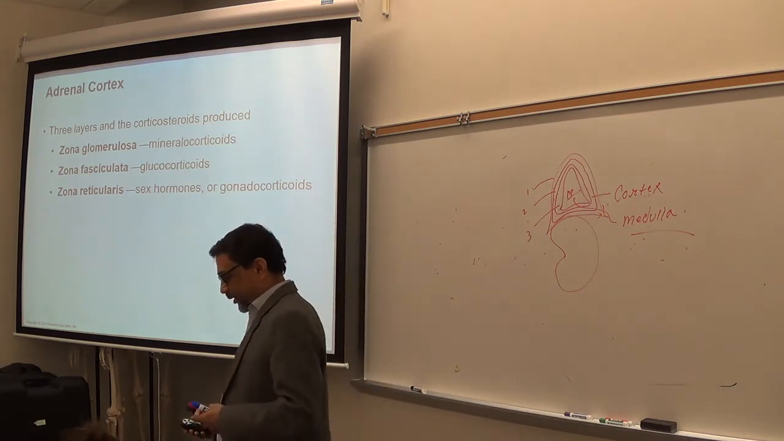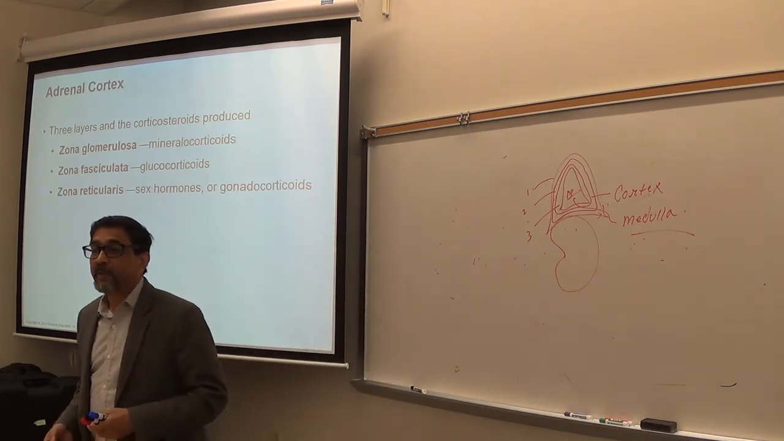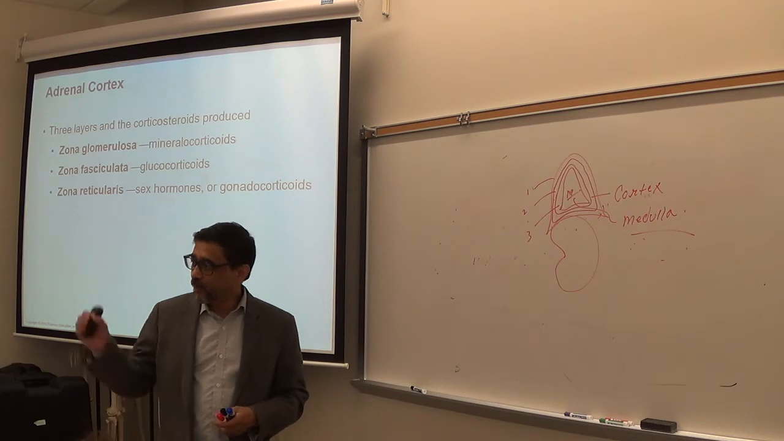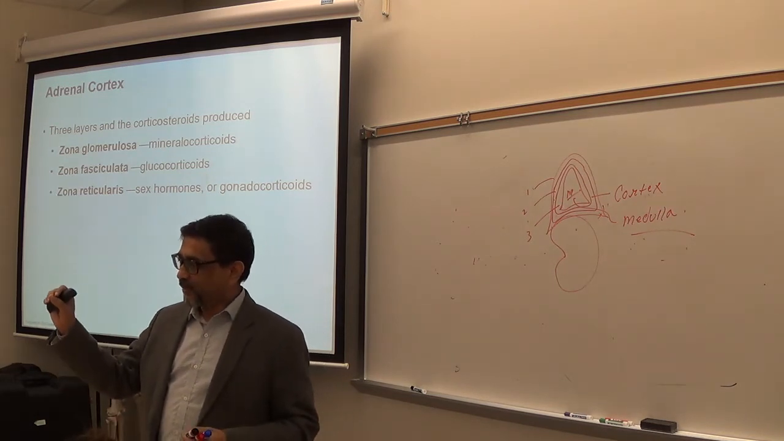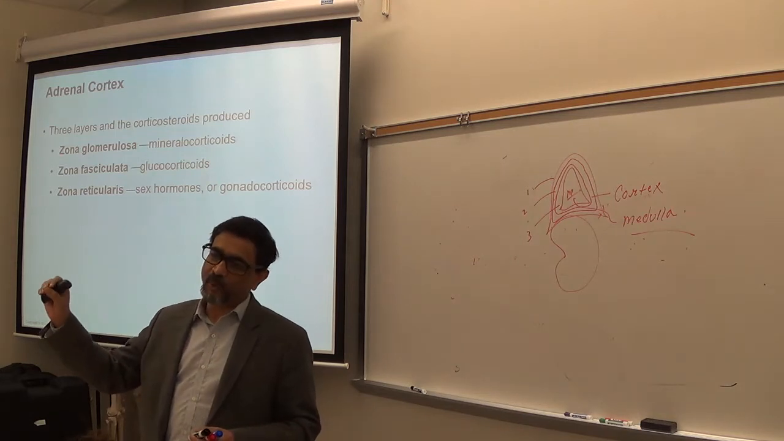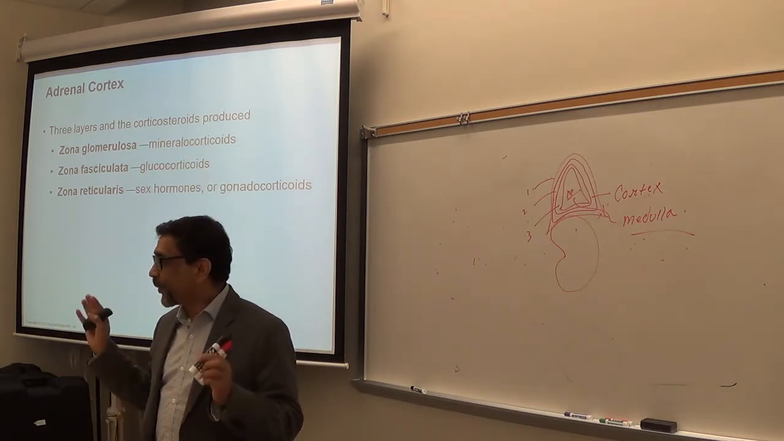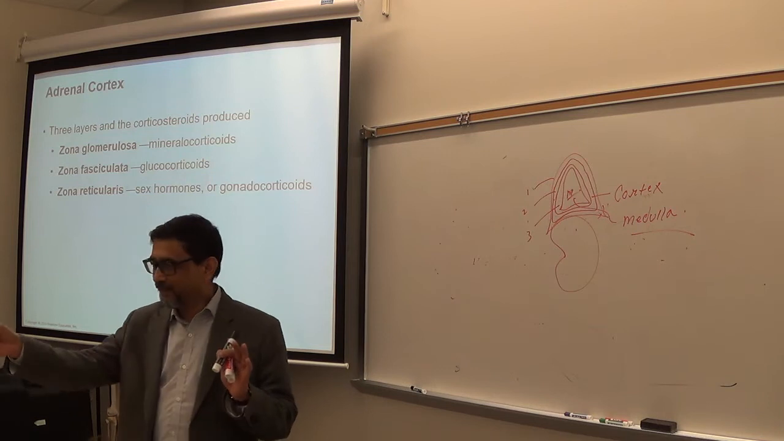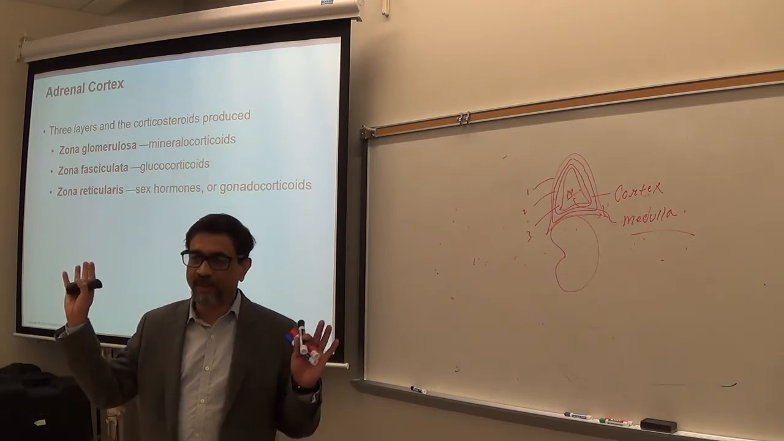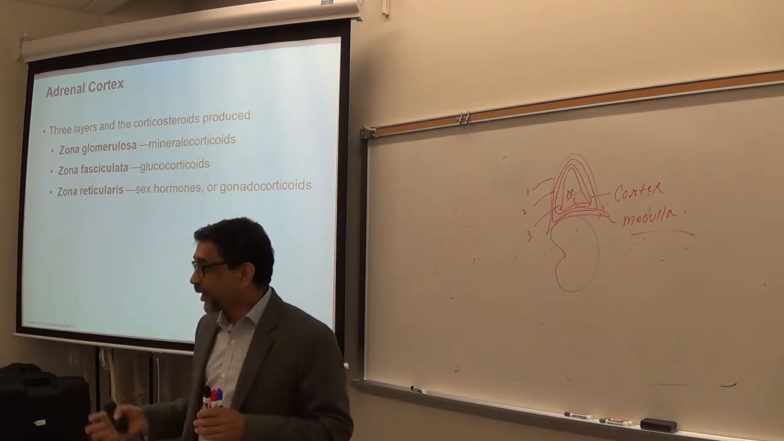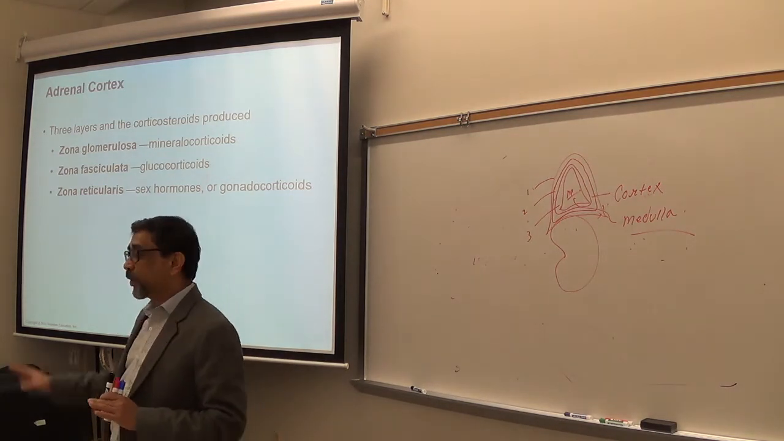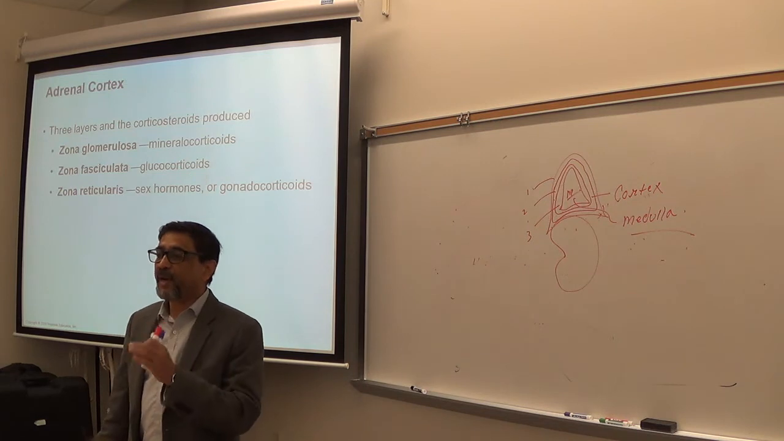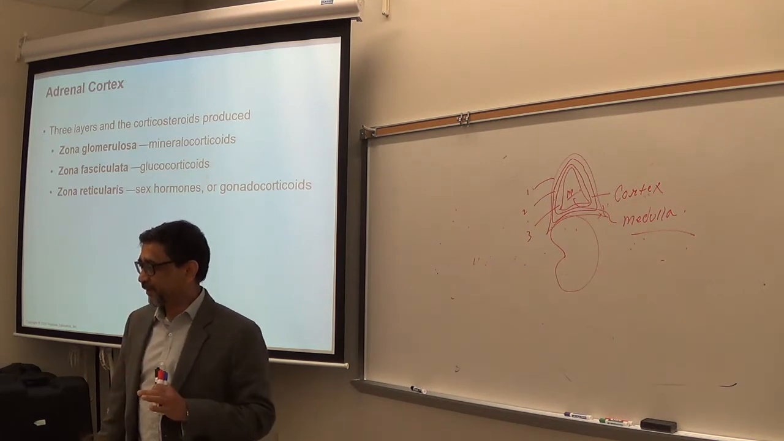Glucocorticoids help in glucose metabolism. First, when glucocorticoids were identified, the action found was that these hormones help in glucose metabolism. Make sense? So that's why they were named glucocorticoids. Gluco. But later, it was found that glucocorticoids have strong anti-inflammatory action.